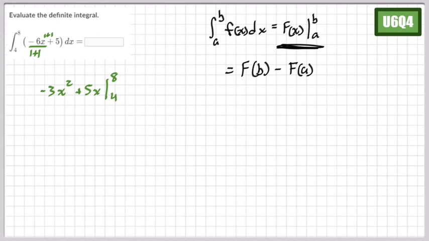Wait, what? Can you just plug it in? No, that's if you're taking the derivative. We're not taking the derivative of the integral expression. We're doing the integral, the antiderivative. So I do the antiderivative of this, and now I'm going to plug in the 8 and the 4 and subtract the 2. So this equals negative 3 plus, with the 8 plugged in.